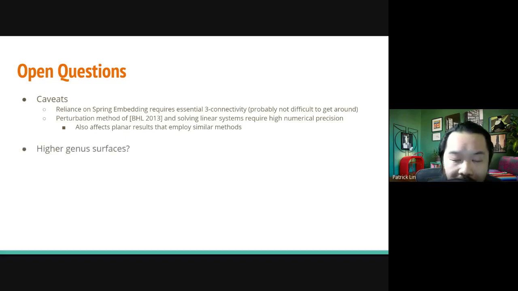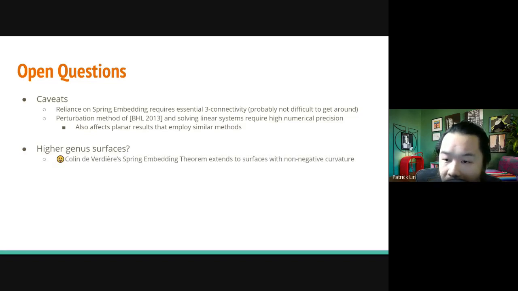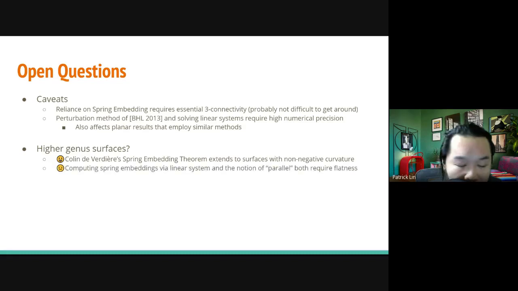Then there's, of course, this classical question of what about heterogeneous surfaces? As I mentioned before, Colin de Verdière's spring embedding theorem actually extends to heterogeneous surfaces. But computing these spring embeddings via this linear system and their notion of this being a parallel morph both require flatness. I don't know what it means to do this on heterogeneous surfaces in a way that's computationally meaningful. Of course, we can solve for the spring embedding by doing some kind of convex optimization. And if you're in the world of graphics or scientific computing, you don't care. But if we're working with combinatorial algorithms, this is not so nice.